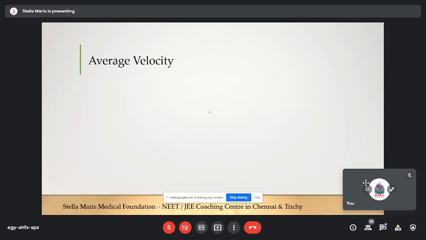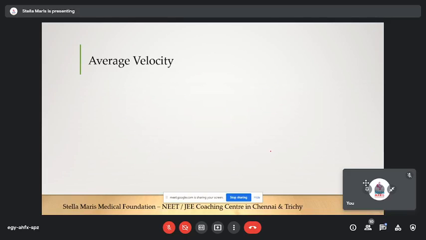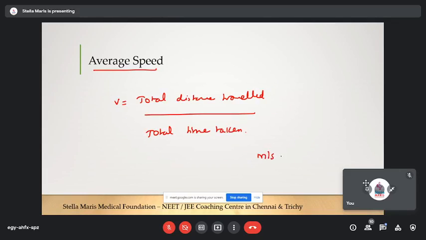And here the average velocity unit is meter per second or meter second inverse. And average speed also has the same unit, meter per second or meter second inverse. So average speed, since it depends upon the distance or the path length, is a scalar quantity.